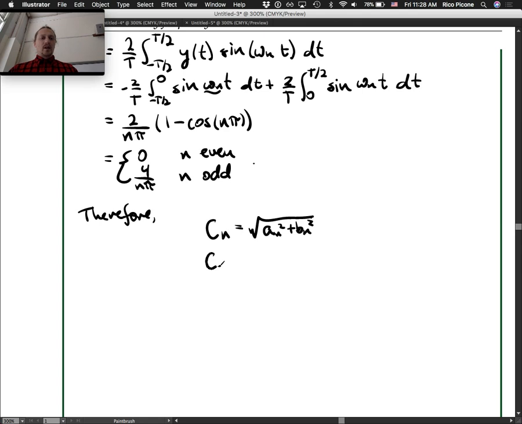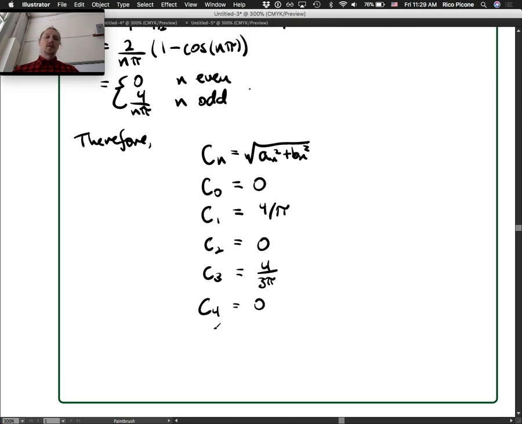So C0 is 0 because 0 is even. C1 is 4 over pi. C2 is 0 because 2 is even. C3 is 4 over 3 pi. That's a 3 pi. C4, since 4 is even, it's got to be 0. And C5 is 4 over 5 pi.